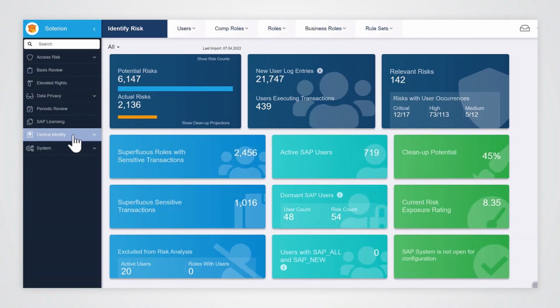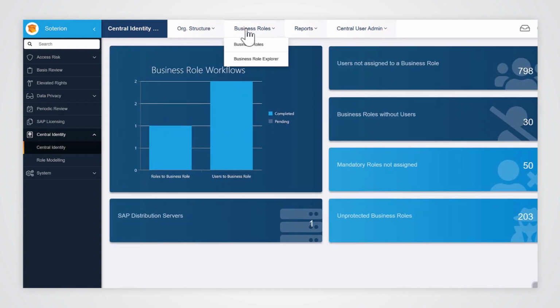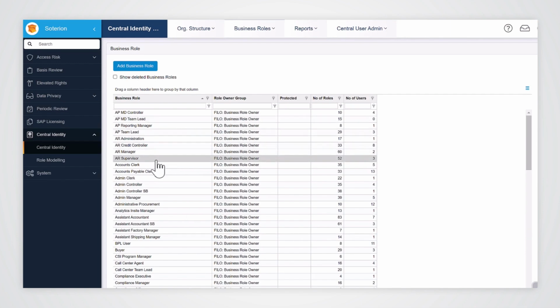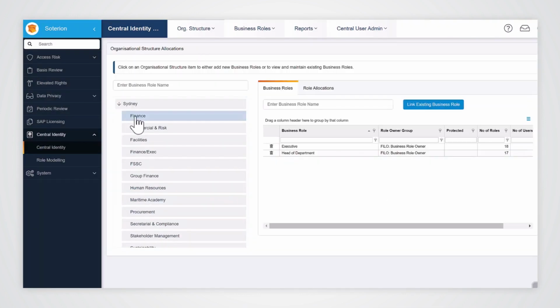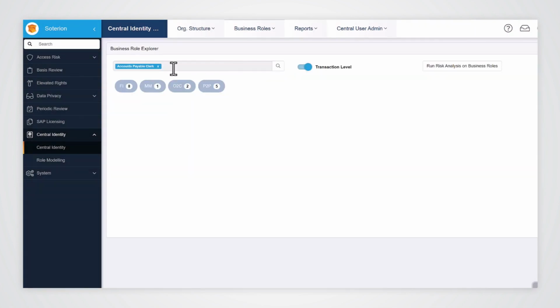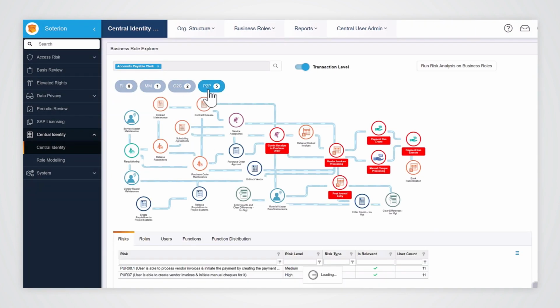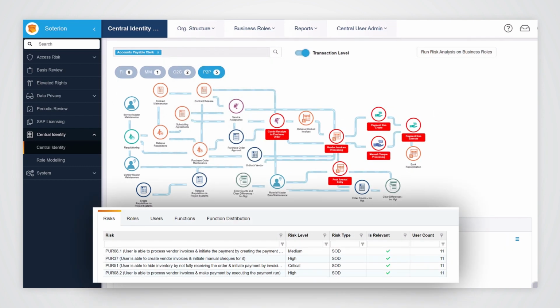Our solution achieves this objective by using a business role concept to provision SAP Access. A business role in Soterion is a data container for a group of SAP single and composite roles from various SAP systems, which can be linked to an organizational structure for ease of reference. With Soterion, you can quickly and easily identify what access is contained within a business role using powerful business process flow diagrams, as well as assess the associated access risks.